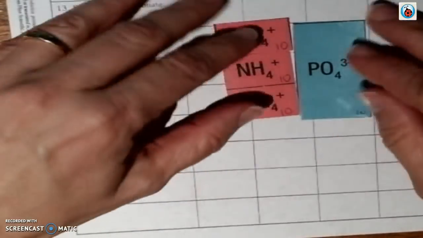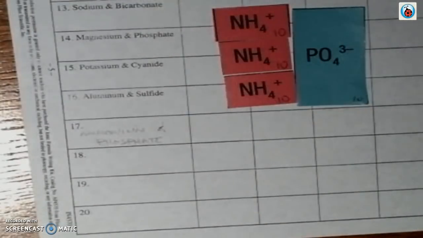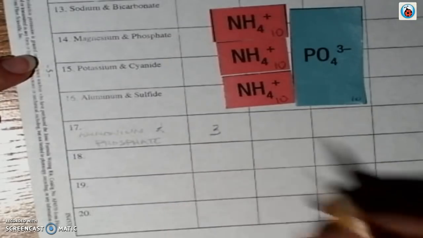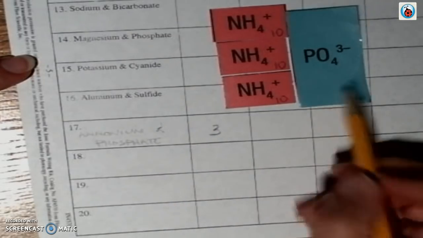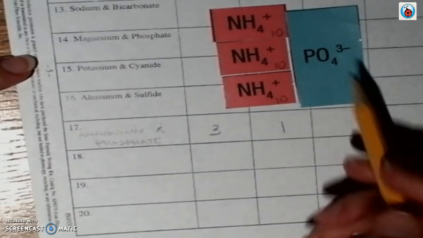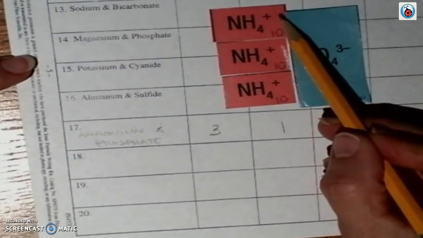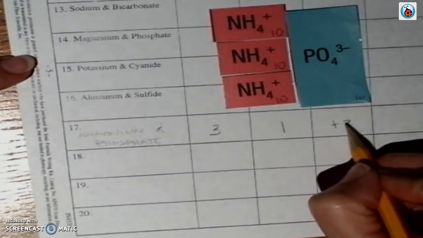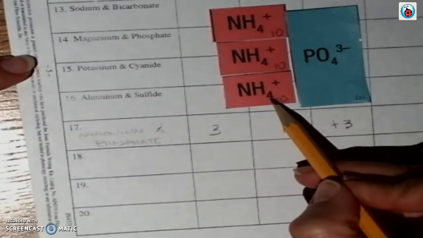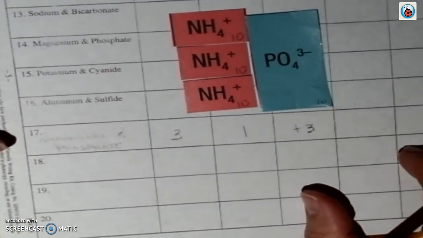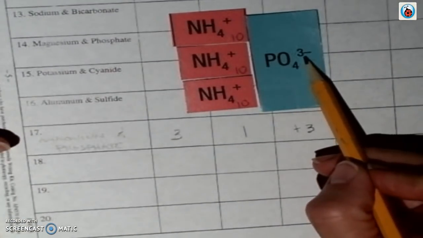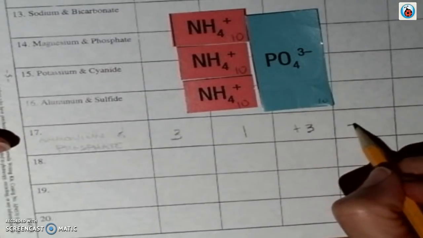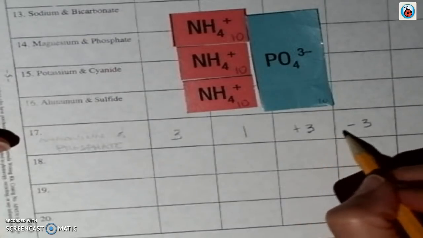So again, I'm going to mark these in. So the cation, which is the ammonium, is 3 pieces. The phosphate, which I only have 1 piece, is 1. The total charge, now this right here, the +1, +1, +1 is a total of +3. The 4 is not the charge. That's part of the formula. And then the phosphate has a charge of -3, not the 4, -3. So I put -3 there. Again, it has to add to 0.